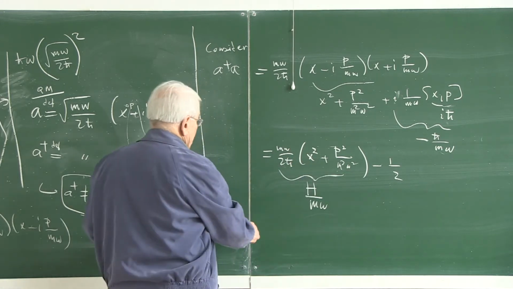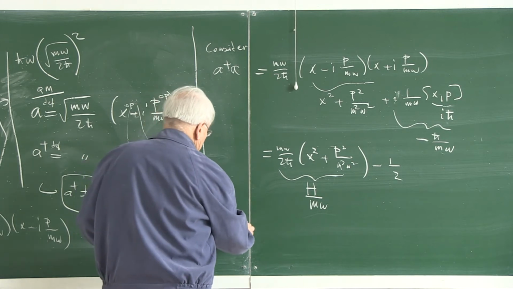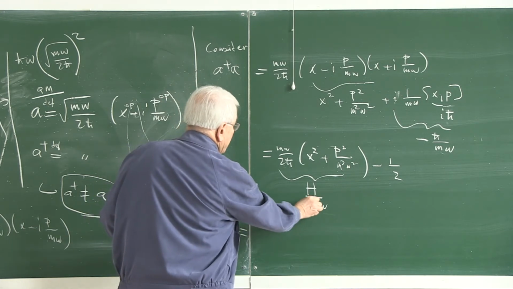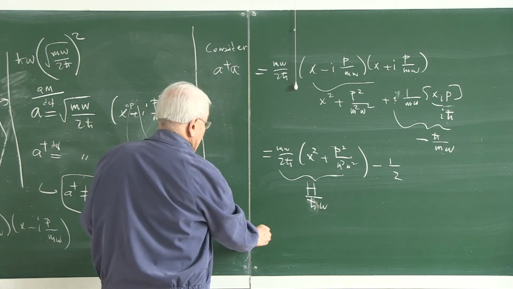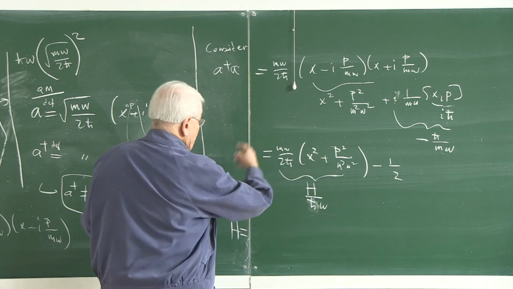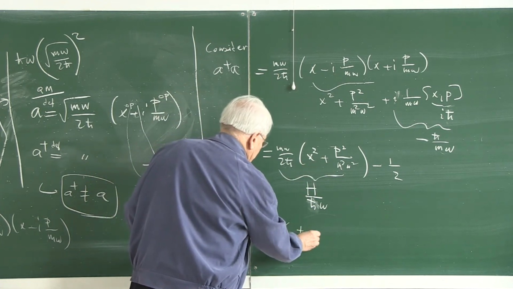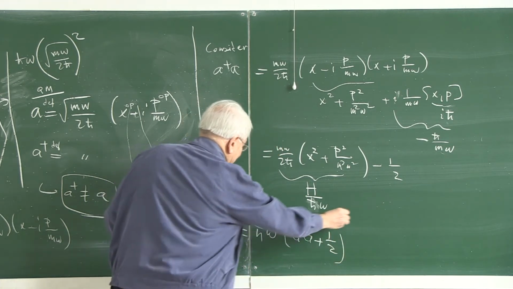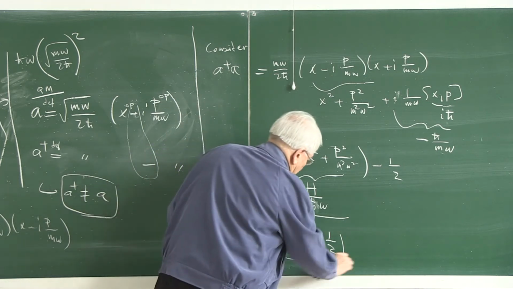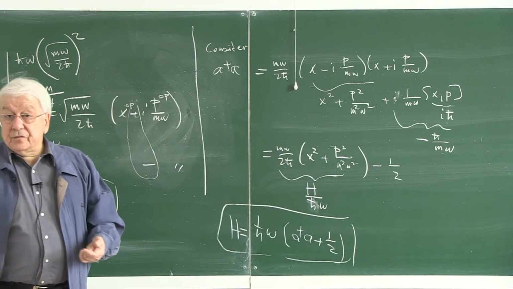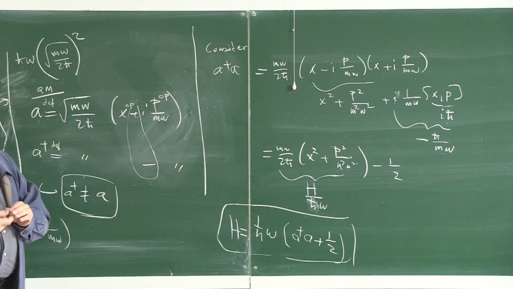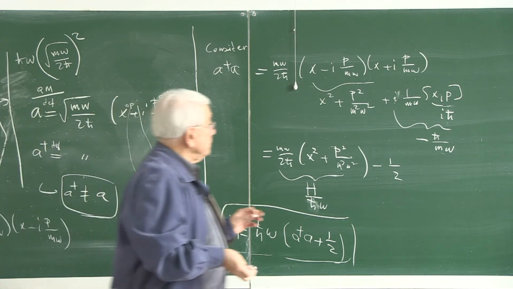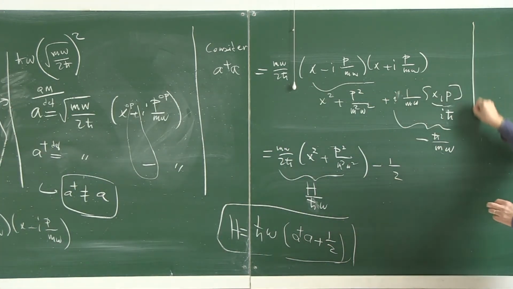So what do I get then at the end of the day? H is h bar omega, sorry. H is then, this moves to the left, h bar omega times A dagger A plus 1/2. This is the new form of the Hamiltonian written in terms of the A and A dagger operators. Nice.